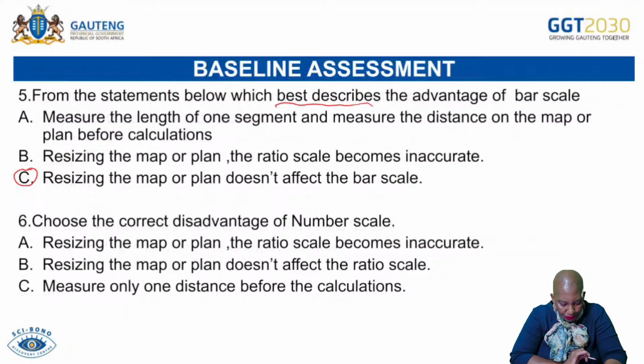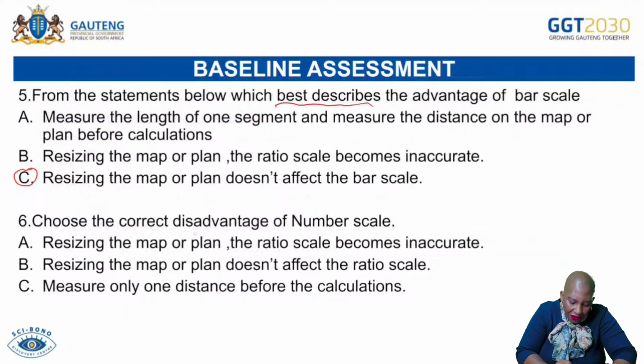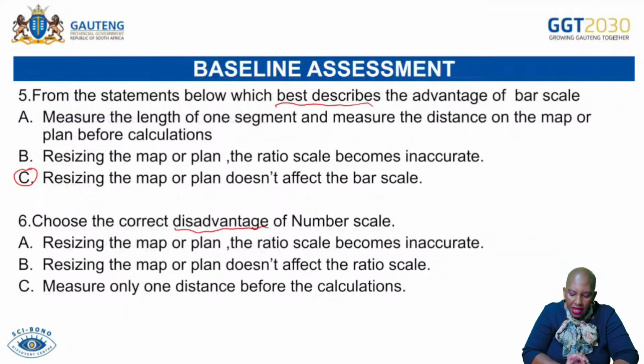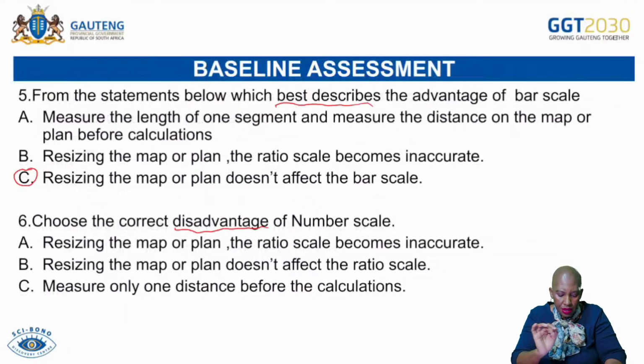Number 6, choose the correct disadvantage of ratio scale. A, resizing the map or plan, the ratio scale becomes inaccurate. B, resizing the map or plan doesn't affect the ratio scale. C, measure only one distance before calculations. Who's got it? Let's see. Are you ready? Do you have the answer? The correct answer?